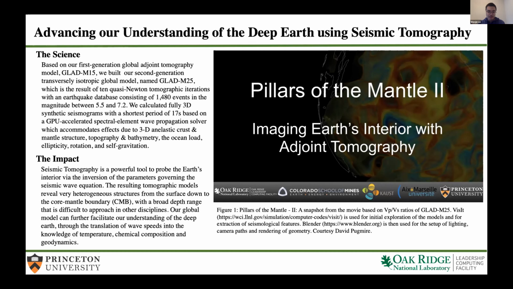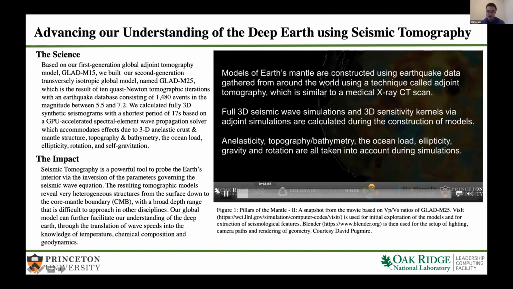This depth range is quite difficult to approach in other disciplines such as mineral physics or geology. So our goal is really to provide a better, higher resolution image of the inner structure of the Earth, and then to facilitate our understanding of the Earth through other subjects such as geodynamics and geochemistry.